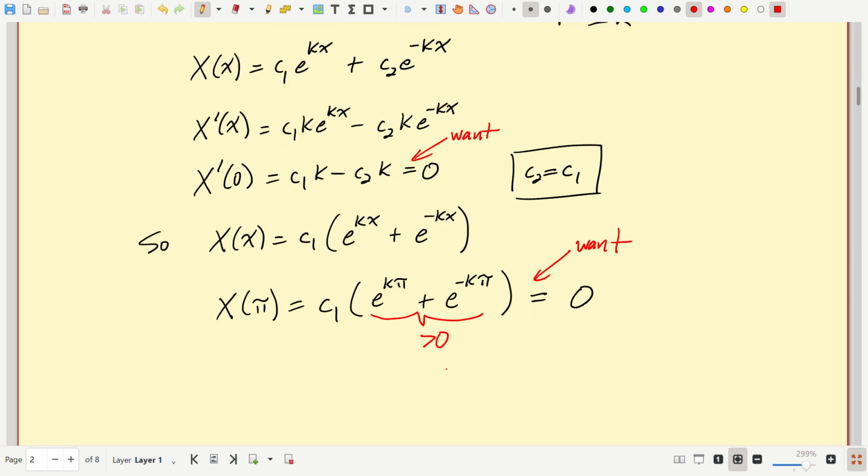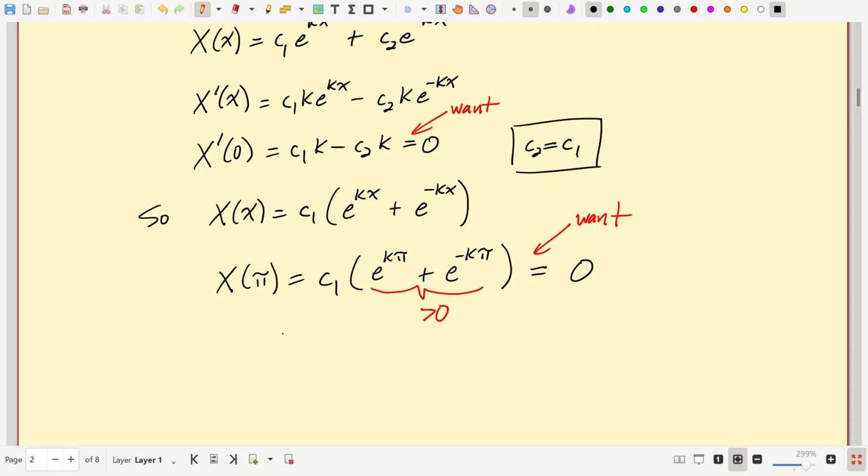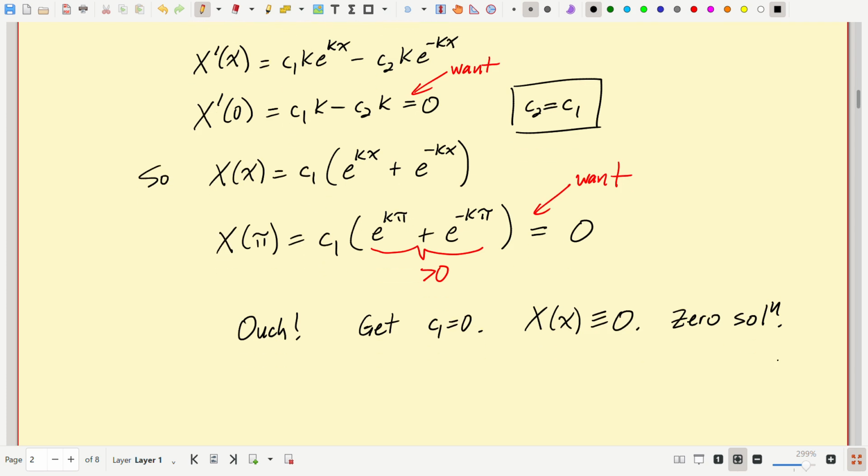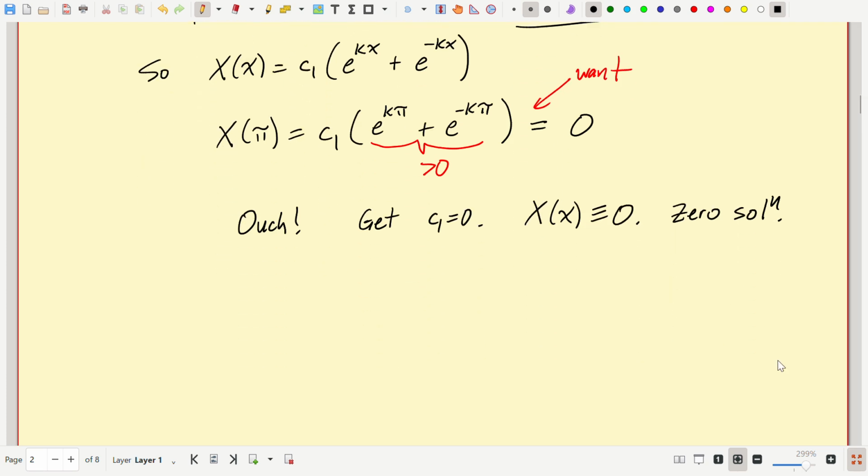So we conclude that I only get c1 equals 0, and therefore the solution is the 0 solution. The 0 solution again. And so that's not giving us anything.